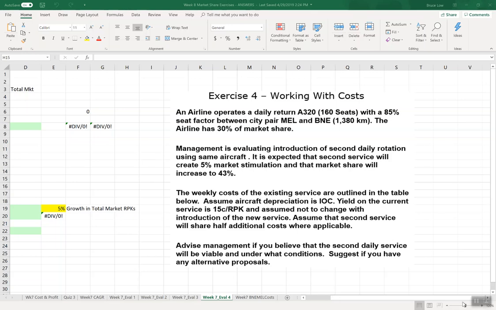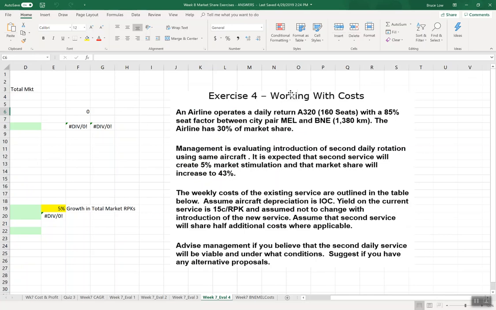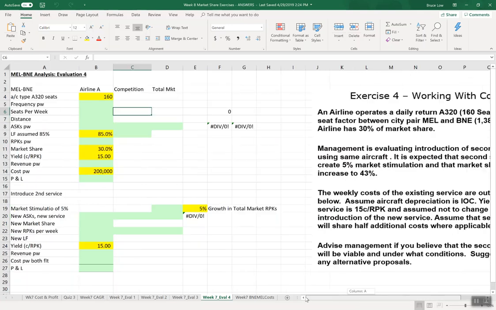Okay, so the last exercise, exercise 4, working with costs. We've got Airline A, some details on Airline A, operating a daily service return, A320 with 160 seats and an 85% load factor between Melbourne and Brisbane, and the airline's got 30% market share.